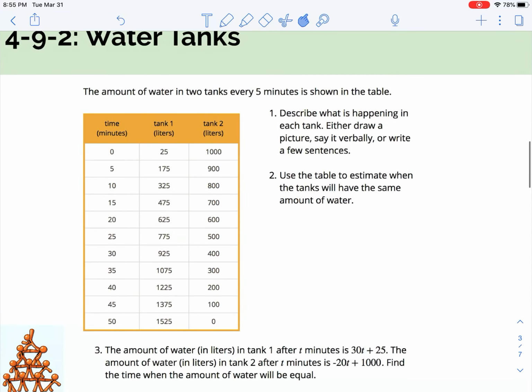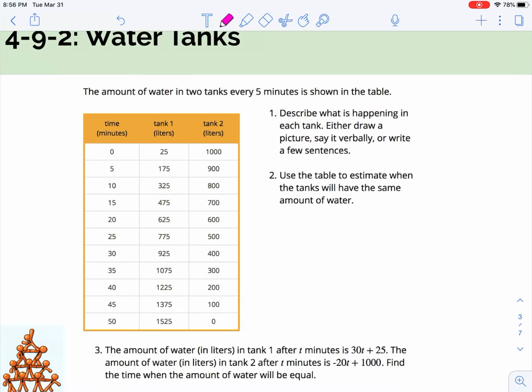Okay. Word problem. Water tanks. They give you a big chart with a bunch of numbers about how much water is in 2 different water tanks at certain amounts of time. So the amount of water in 2 tanks every 5 minutes is shown in the table. Describe what is happening in each tank. Either draw a picture, say it verbally, or write a few sentences. So you are going to draw a picture or write something.